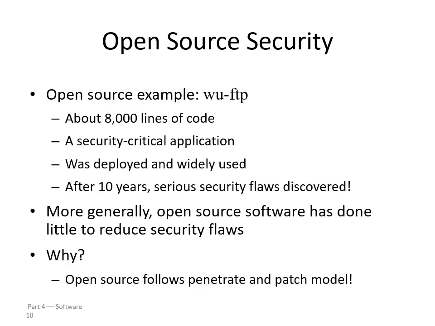So as an example, there's a program WFTP. This is an FTP client server, 8,000 lines of code. It's security critical because you can connect to it, it has to log you in, and then you can download all the files in the system. So this was around for about 10 years before people discovered security flaws, despite being open source and being a fairly small program that a lot of people were working on.